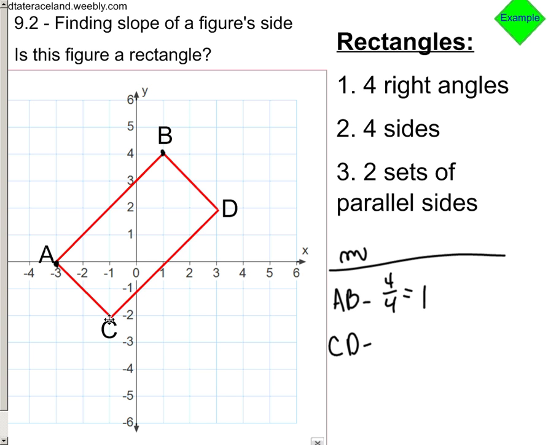So let's count up from C to D. 1, 2, 3, 4. So my rise is 4, and my run is 1, 2, 3, 4. My run is 4, so that gives me a slope of 1 also. So AB and CD, they are parallel. Well, that's great. Let's go through and actually check AC and BD.